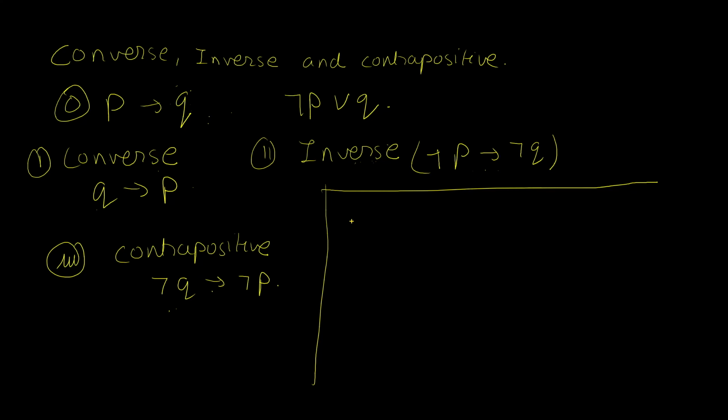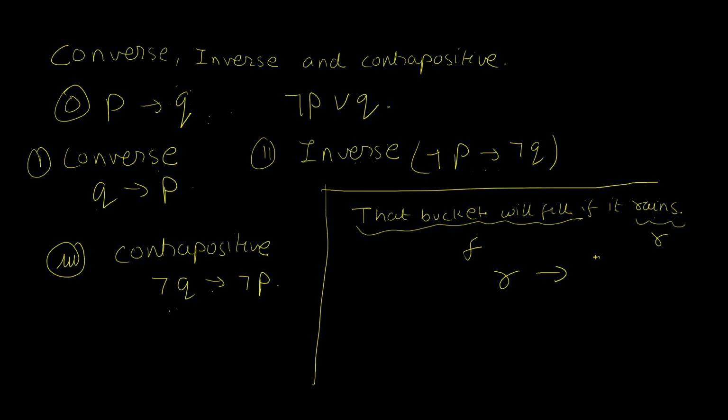And let me show you an example to demonstrate that the bucket will fill if it rains. If I try to break this down as an implication, let us denote R as the proposition that it will rain and F as the proposition that the bucket will fill. This statement is saying if it rains, the bucket will fill. So R implies F. Now we'll try to make sense of the converse, inverse, and contrapositive in the context of this example.